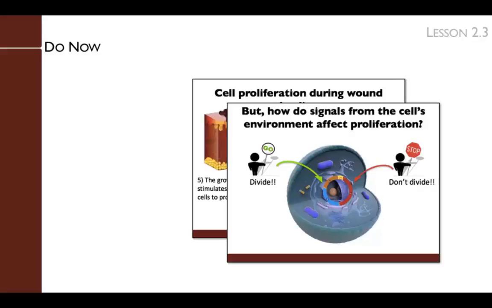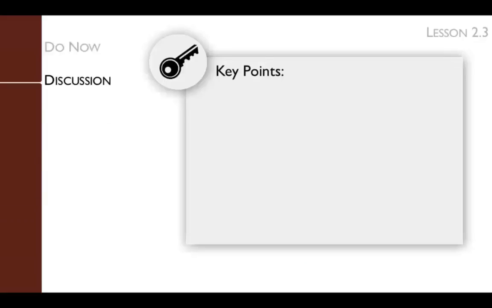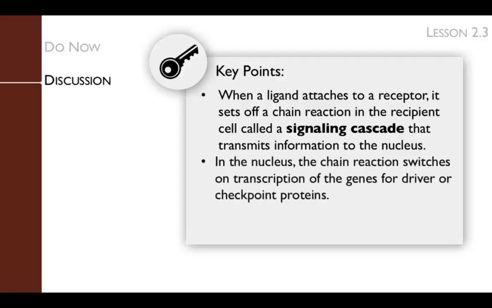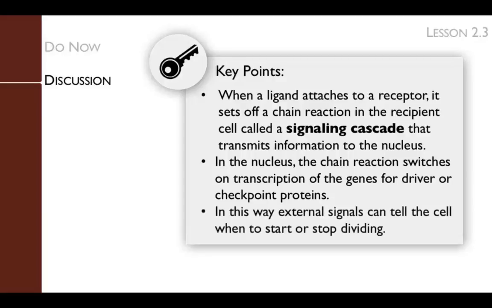In the discussion, the control of cell proliferation will be framed in the context of the cell cycle. The key points of the discussion are: when a ligand attaches to a receptor, it sets off a chain reaction in the recipient cell called a signaling cascade that transmits information to the nucleus. In the nucleus, the chain reaction switches on transcription of the genes for driver or checkpoint proteins. In this way, external signals can tell the cell when to start or stop dividing.